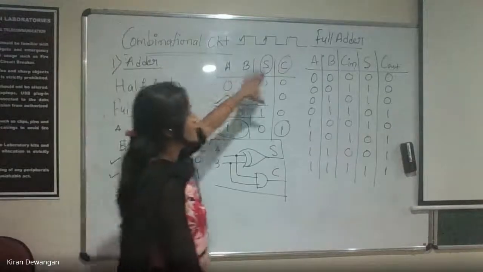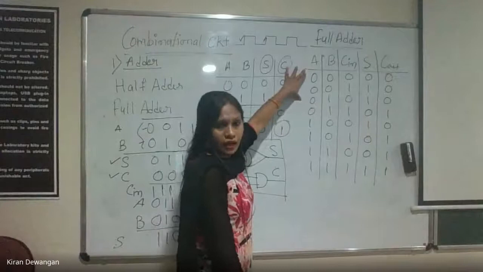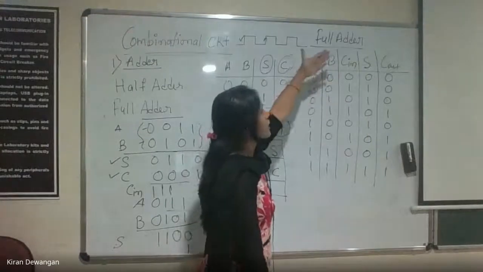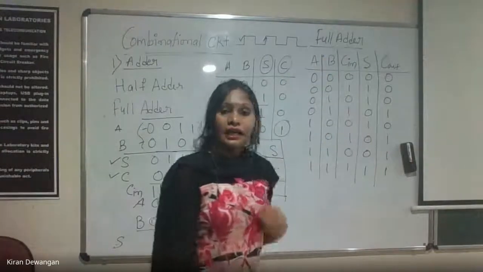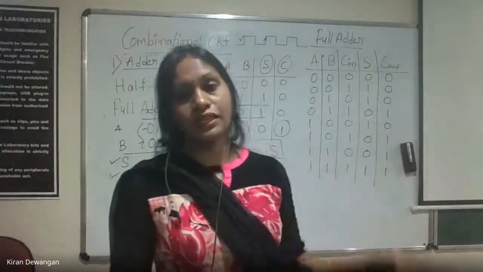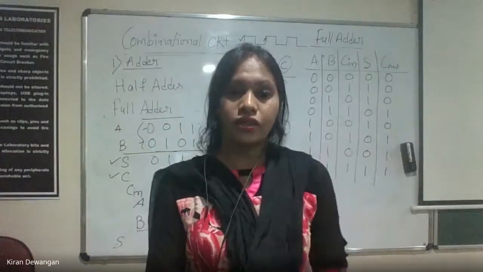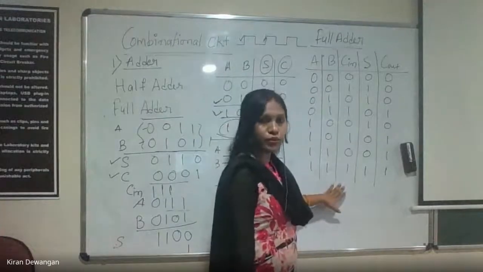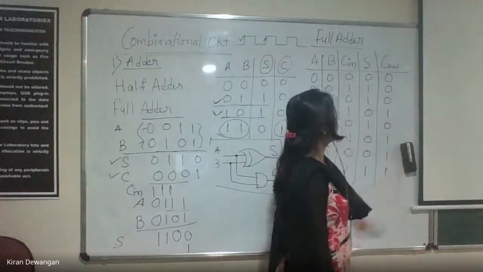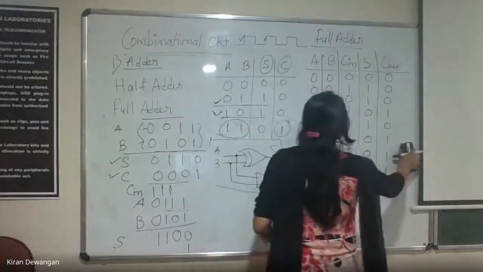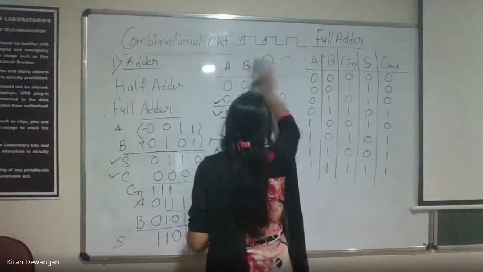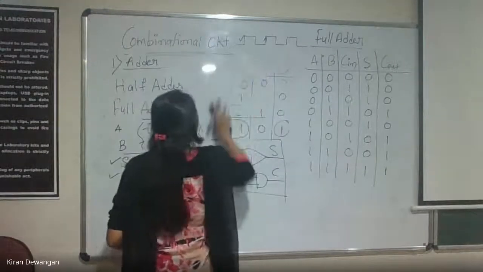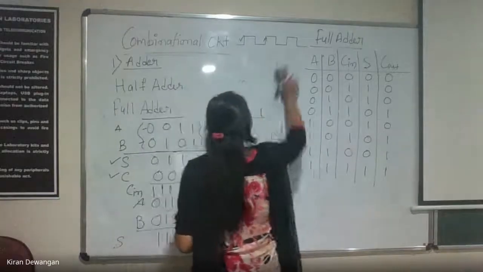Clear? Now here we are adding more than a single bit. So here we are getting a carry in input. एक और इनपुट मिल जाता है क्योंकि हम ज्यादा बिट एडिशन कर रहे हैं. So because of that we are having a C in input and the outputs will be sum and the carry output. Can anybody design full adder? Full adder design कर सकते हैं?